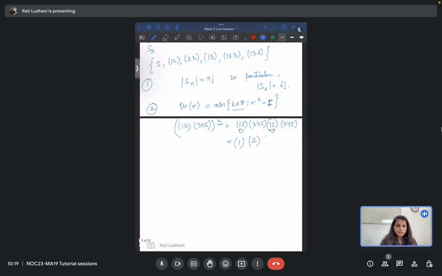So you start with 3. Can you tell me where 3 will map? 4. So in this cycle it will map to 4. Now where does 4 map? You are coming from right to left. So 4 will map to 5. Yes, ma'am, this is composition.